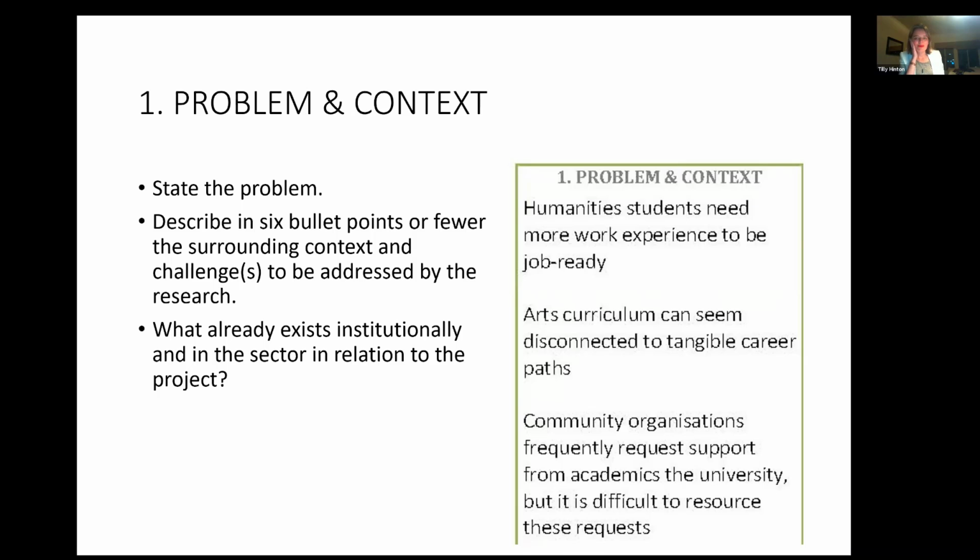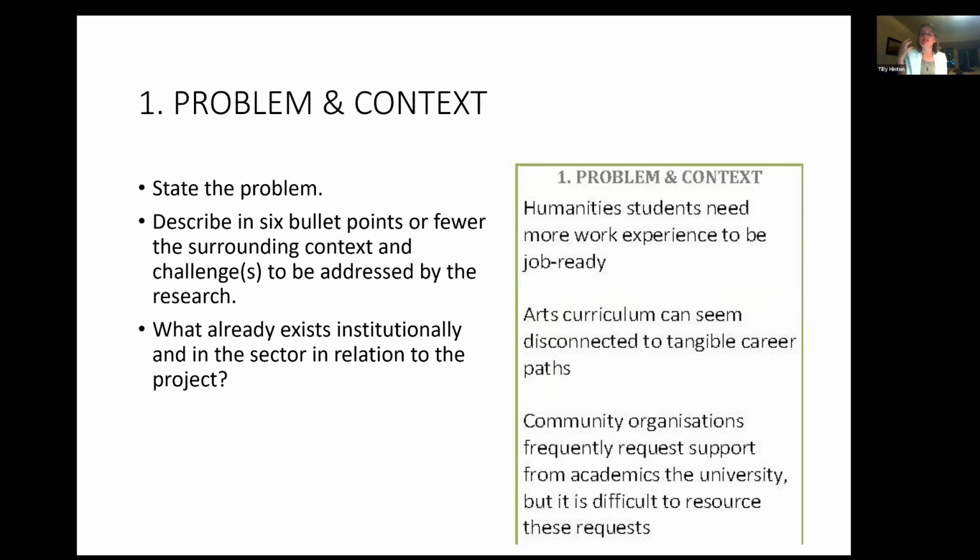So the prompt here in this one is to be really disciplined in describing in just a handful of bullet points, as few as you can really, what's the surrounding context and the challenges that will be addressed by the research? What's going on that needs fixing? And one of the useful things to do here is imagine that somebody just steps into your office and says, what's playing on your mind right now? How would you explain to them the problem that's playing on your mind that underpins this grant idea?